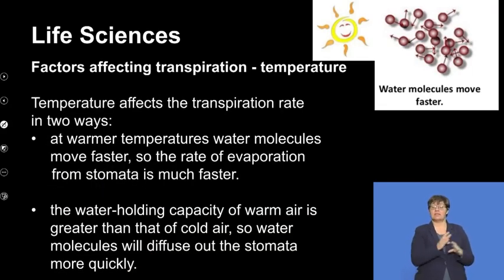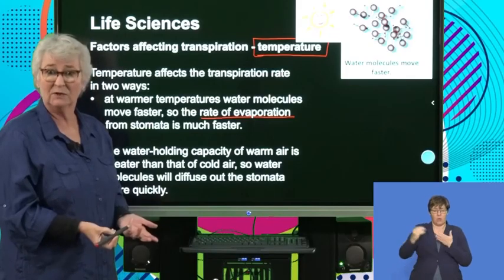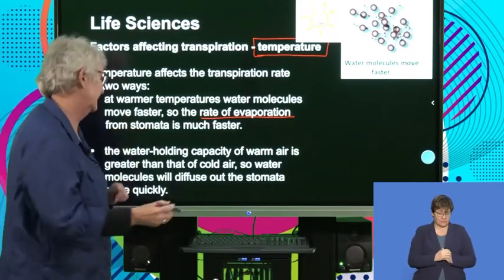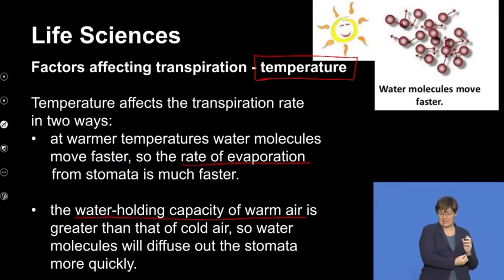Okay, and we're starting off with temperature. Now, as we know, when things get hot, molecules start moving very, very quickly. So transpiration would occur more quickly. So because it's hot, the rate of evaporation is faster. The molecules move faster. They move out of the stomata faster. Another point is that the water holding capacity of warm air is greater than that of cold air, so more water can evaporate into the air.